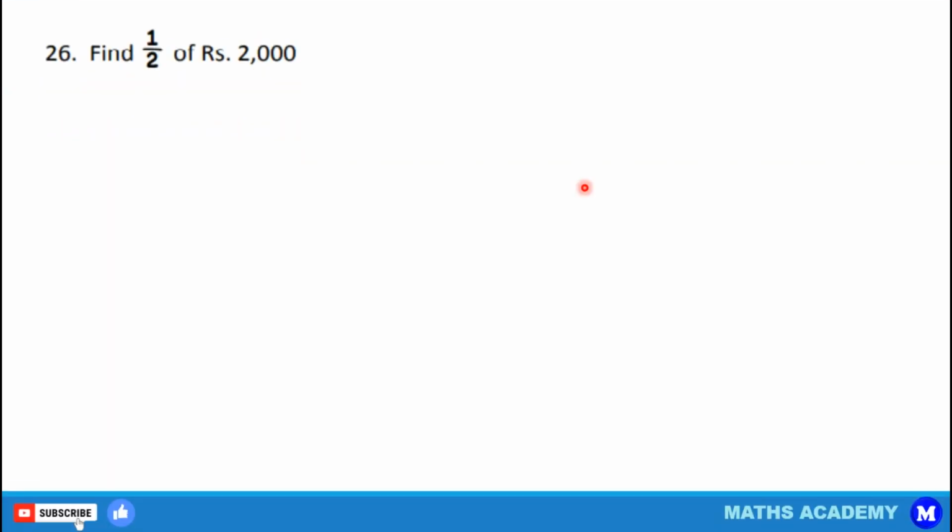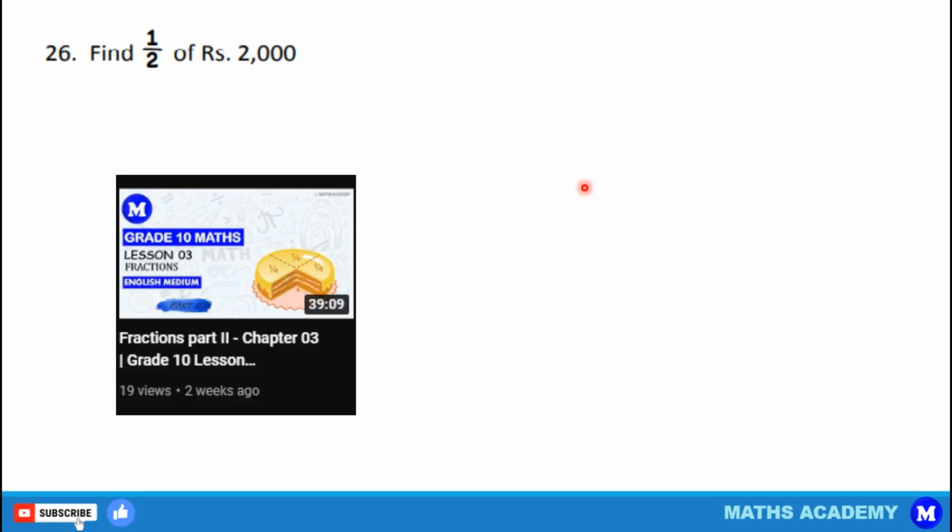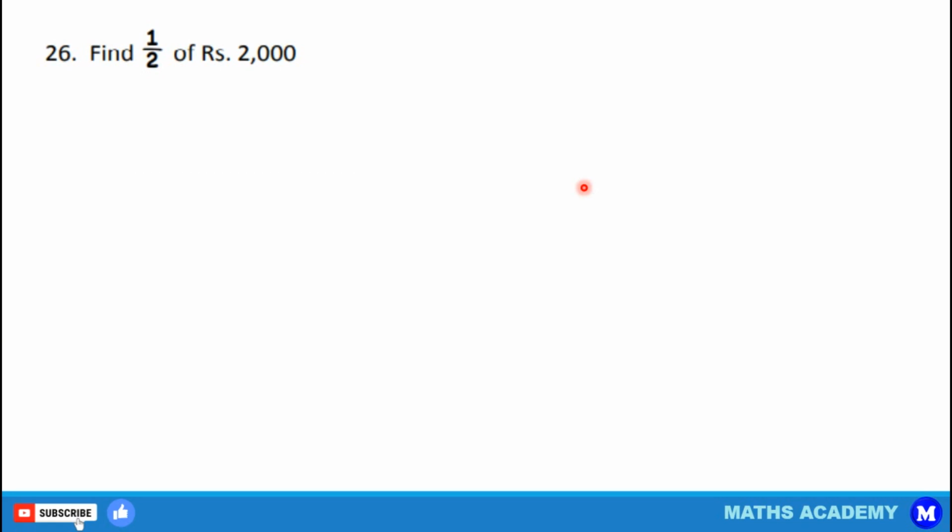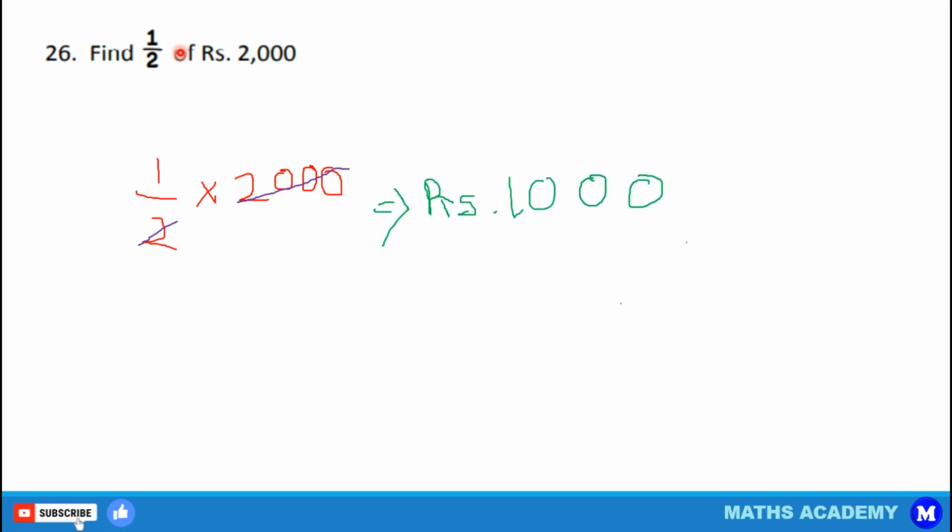Question number 26. Find 1 over 2 of rupees 2000. And I'm sure that you are familiar with this question because I have discussed this question in my previous videos too. That is the fractions video. So first you put the 1 over 2 and this 'of' turns into multiplication and you put the value, that is rupees 2000. 1 over 2 multiplied by 2000, you get 1000 rupees. So with that, let's move on to the next slide.